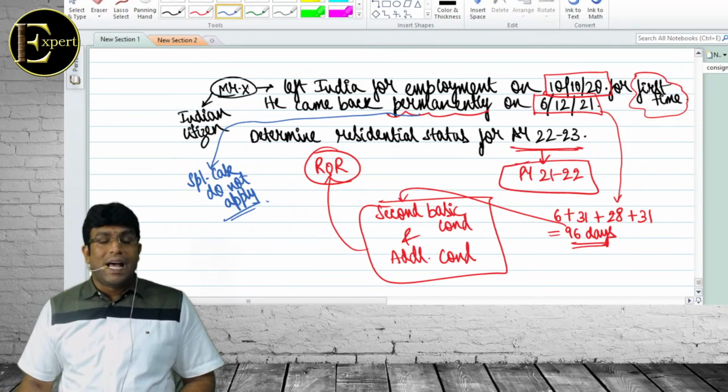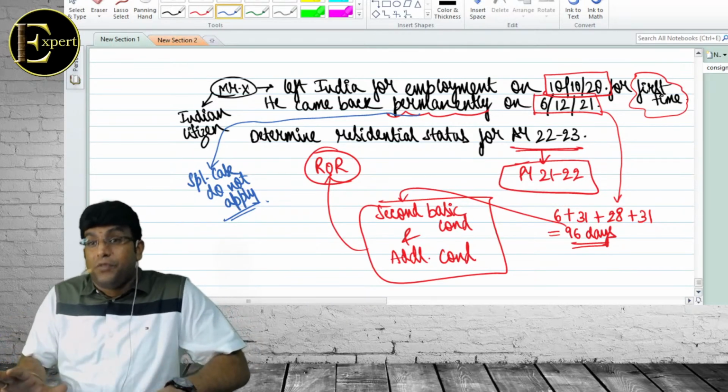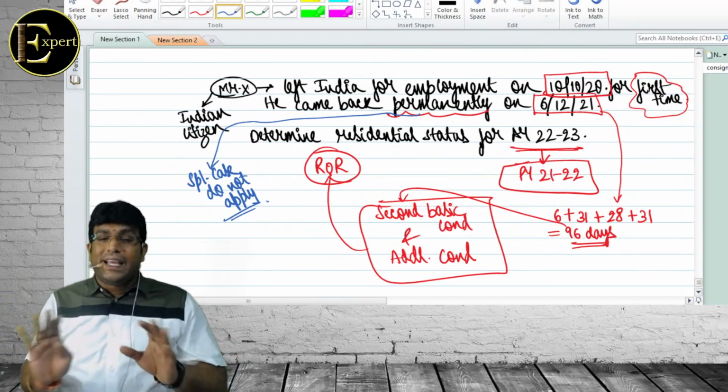Correct. Now, see, my last suggestion to you is that whenever in the question they talk about assessment year, first check what is the previous year, and see what has happened in the previous year. Prior to that, whatever story they gave is irrelevant.